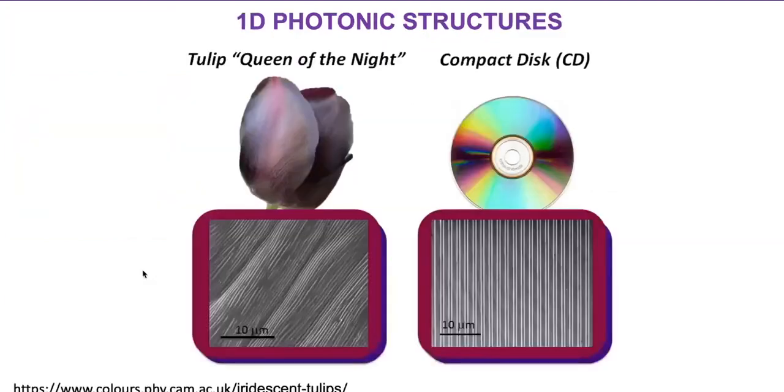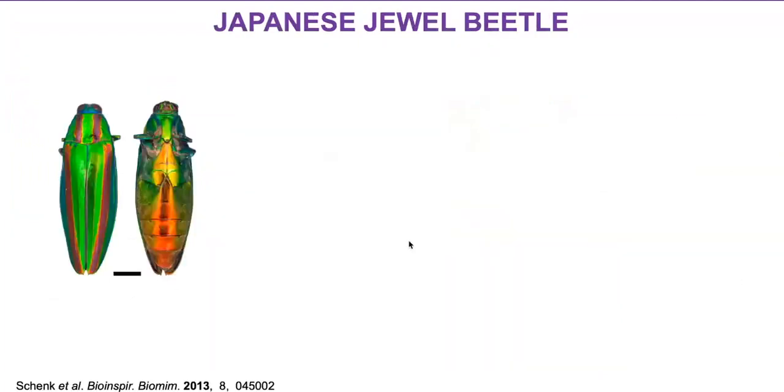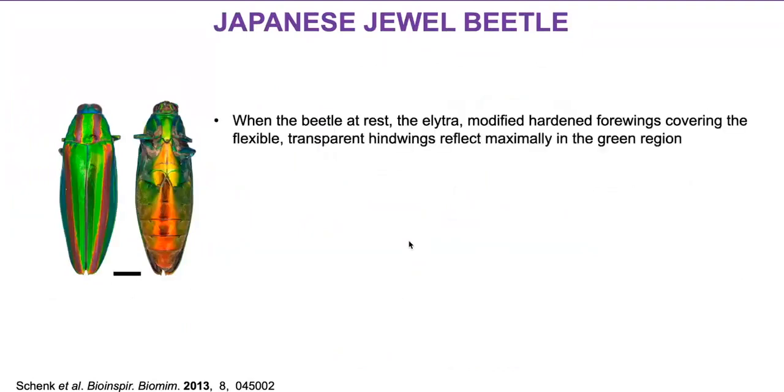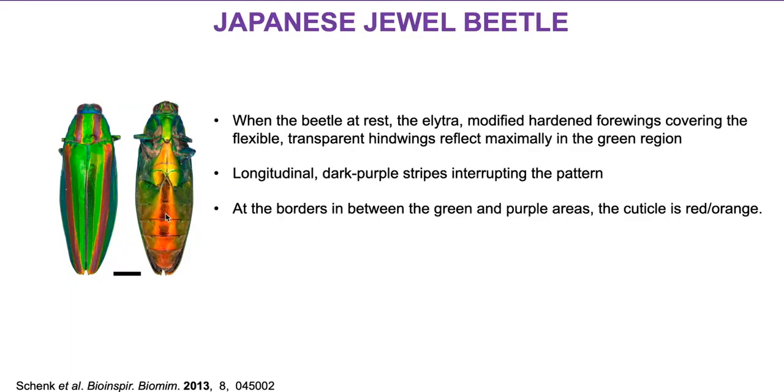So this kind of structures can be found in tulip, and in tulip you can see much more beautiful grating, very similar to compact disc. And another example is in the insect field. It's called Japanese jewel beetle. Japanese jewel beetle has a beautiful green color when it is at rest. And then you see this nice purple stripe. And between the green and the purple stripe, there is an orange color. And if you turn it upside down, you see the nice reddish orange pattern.